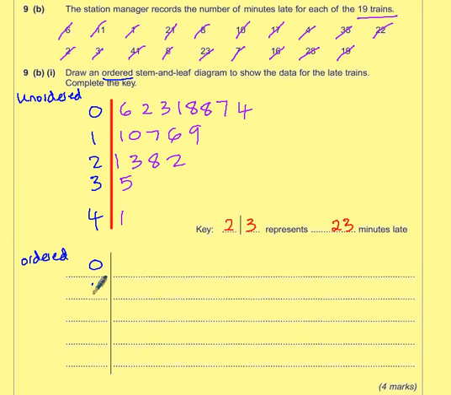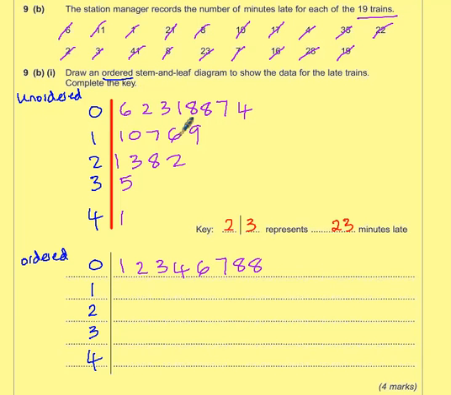So 0, 1, 2, 3, 4. So in order, my smallest number here is 1, then 2, and then 3. So 1, 2, 3, then a 4, and then a 6, and then a 7, an 8 and an 8. I've got all 8 numbers shown there.